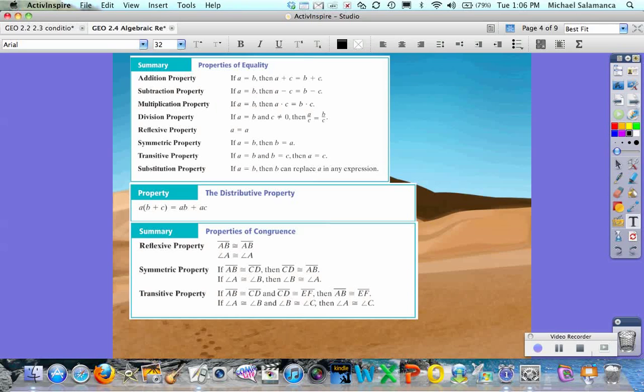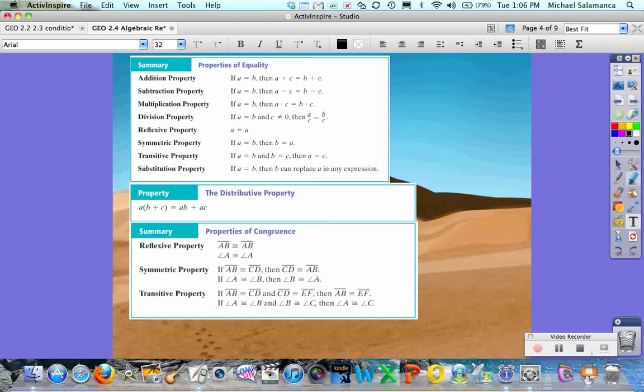So what I need for you to do is write these properties down in your notes. Hopefully you've paused your screen and we're now just going through and explaining them. Addition property should be fairly simple. We take two statements, if A equals B, then A plus C equals B plus C. We're just adding that C. Same thing with subtraction, same thing with multiplication and division.